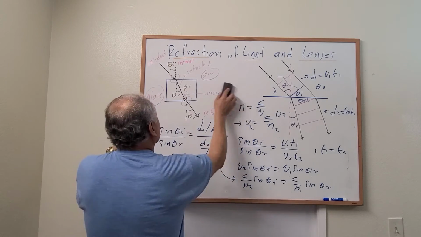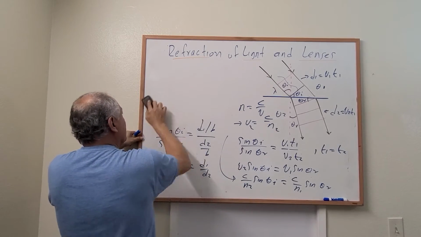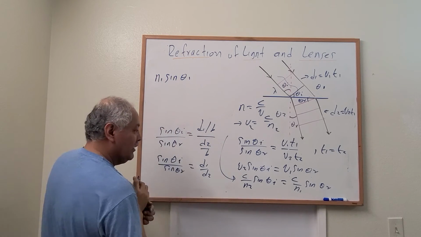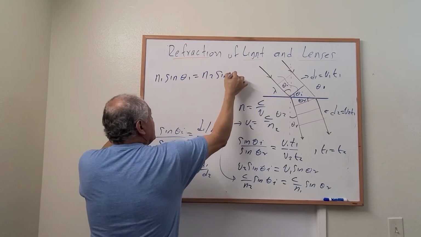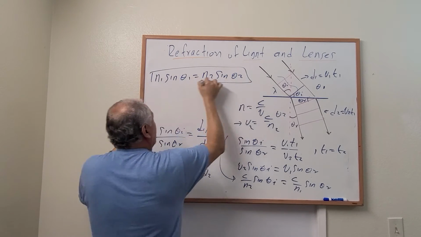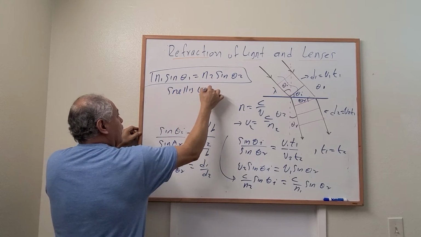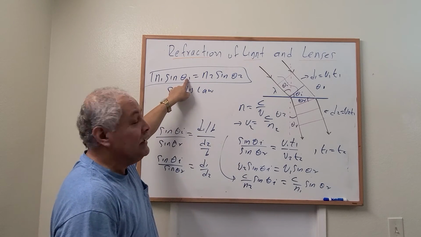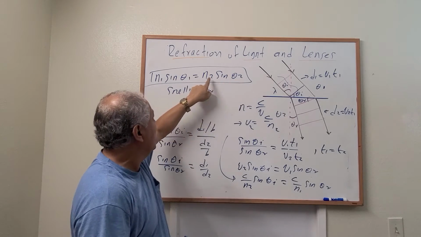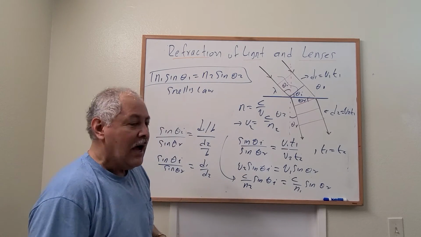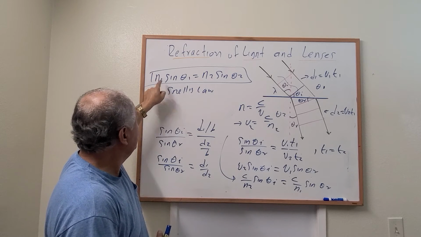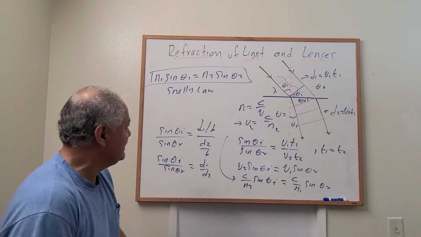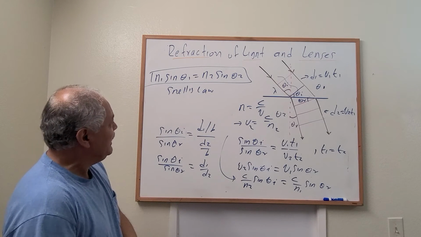We get this very famous equation in refraction. It says that n1 sine theta 1 equals n2 sine theta 2. This is called Snell's law. Again, this gives us the relationship between the angle of incidence, the angle of refraction, and the index of refraction for the two mediums, or the two media.